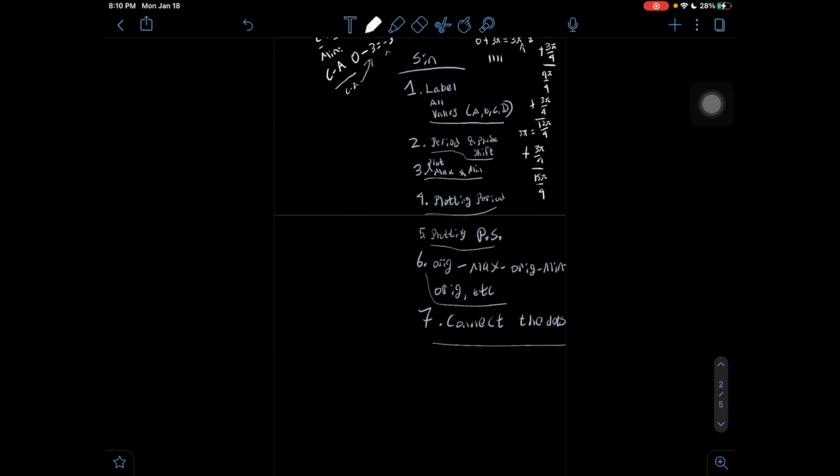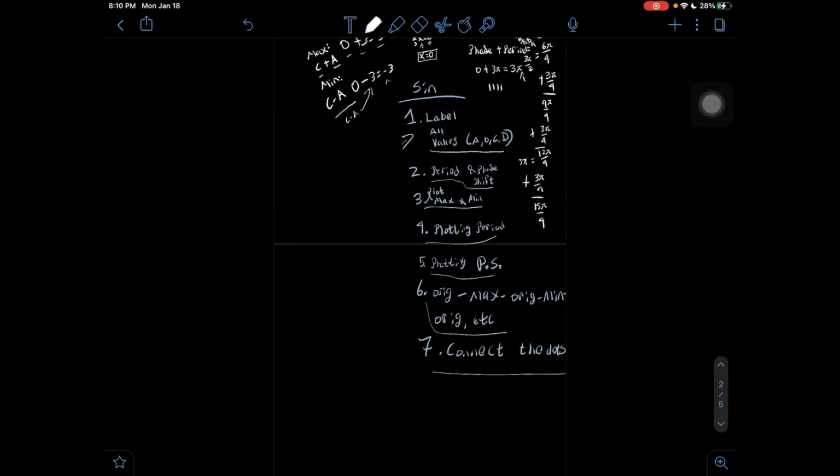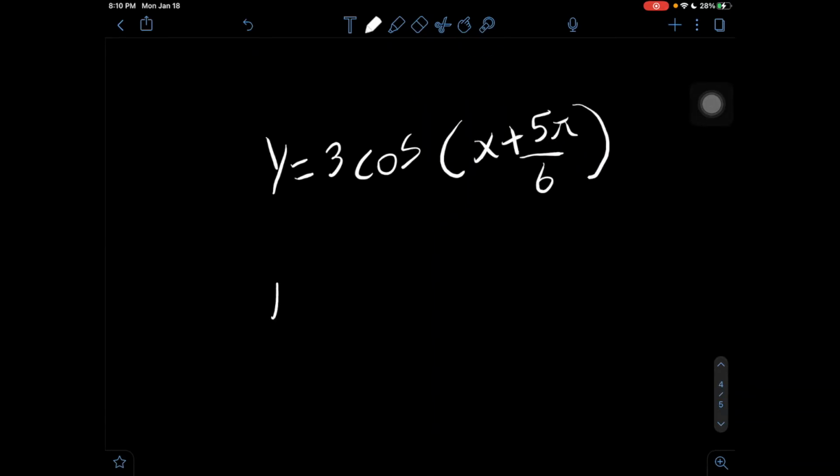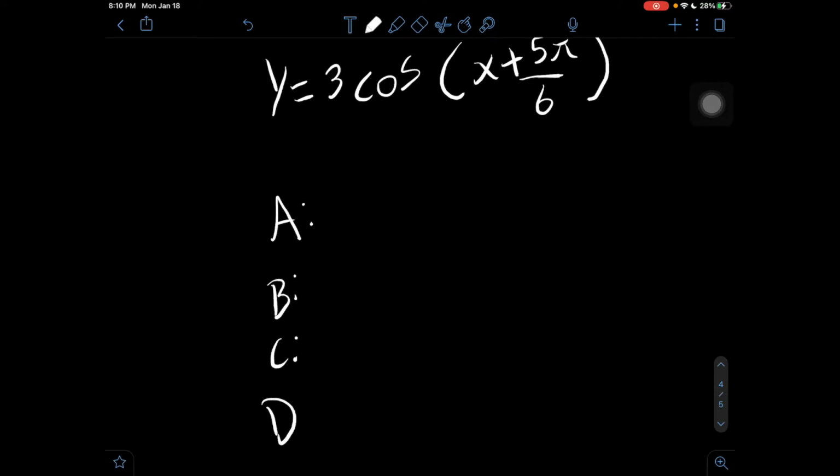Now we are going to do an example using cosine. This example is going to be y equals 3 cosine of x plus 5 pi over 6. Now let's go back to our steps. First, we want to label all our values, which are our a, b, c, and d.